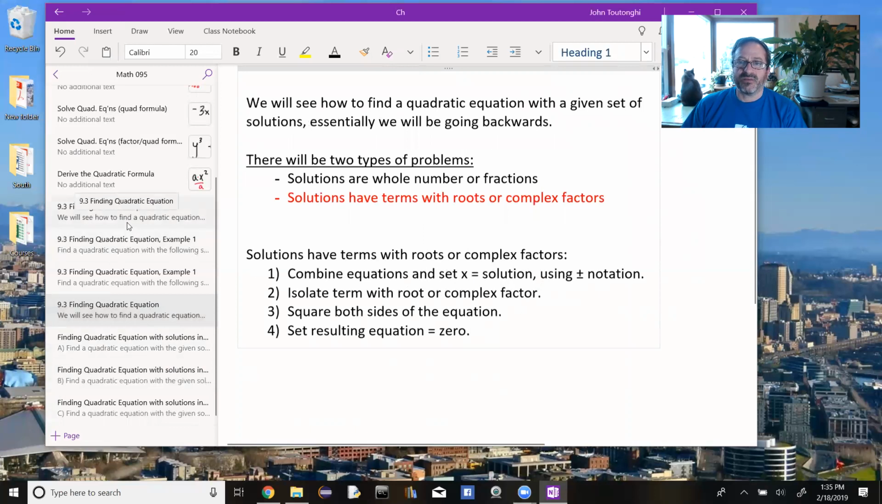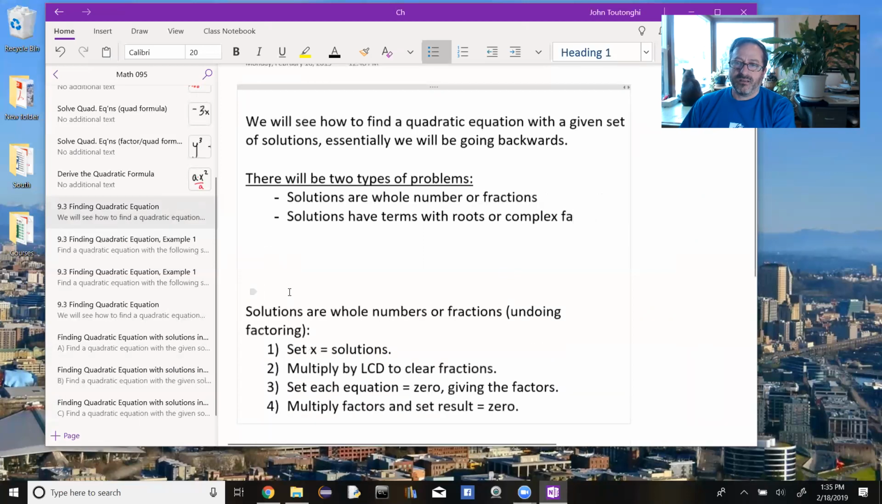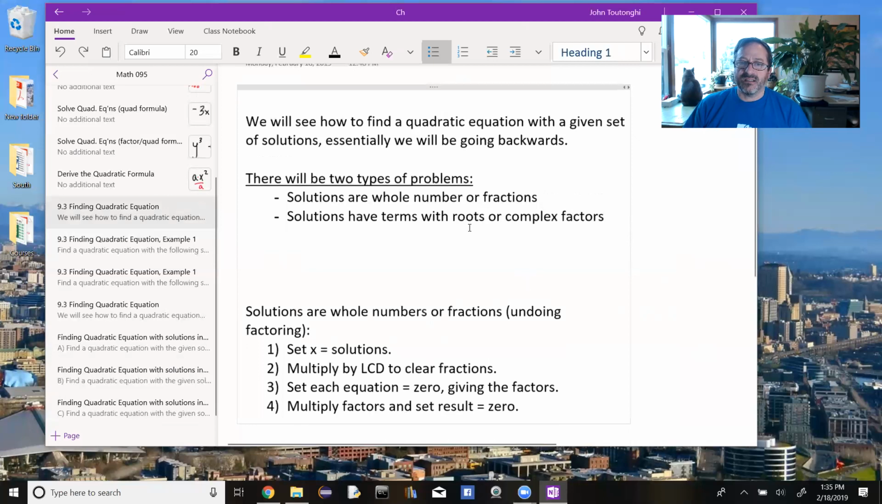In the first set of examples, when you have whole numbers or fractions, you set x equal to the two solutions, getting two equations, and then you multiply by the LCD to clear the fractions out, set each of those equations equal to 0, gives us the factors, and then multiply those factors together and set the result equal to 0. So in both cases, regardless of which of these two scenarios you're in, essentially you are undoing the process of solving a quadratic equation, which makes sense because in this section what we're given is the solutions, and we want to find the equation that has those solutions.